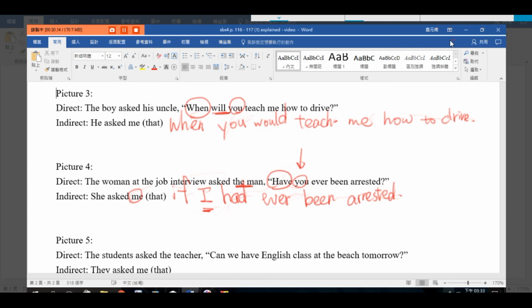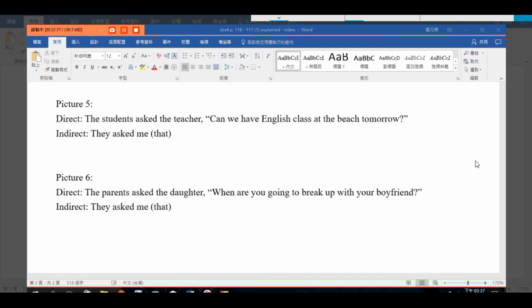Let's move on to picture number 5. Let's talk about picture number 5 and 6, the last 2 pictures on page 117. Picture number 5 is the picture where there's a teacher in the classroom. There are 3 students talking to her, and the student asks the teacher, can we have English class at the beach tomorrow? So this is a yes/no question starting with the word can.